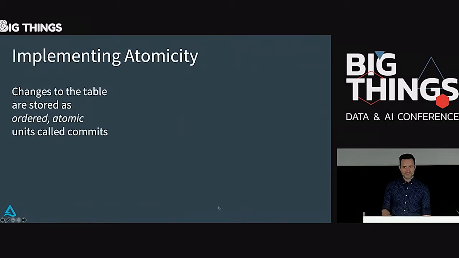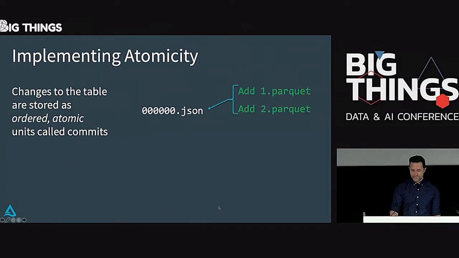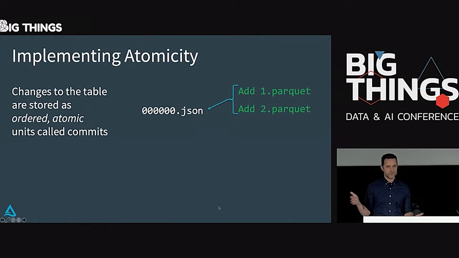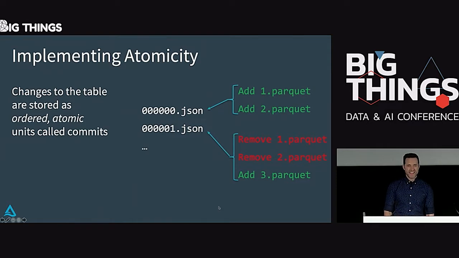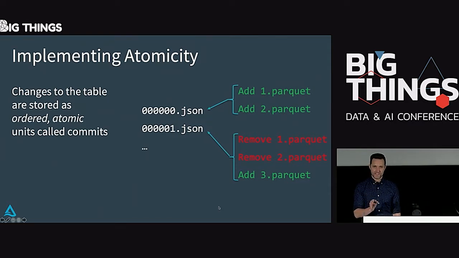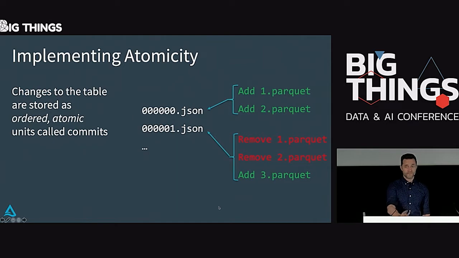Let's start at the beginning with atomicity. So we want to have this property that, let's say, for example, I add two files in, and then these are small files, so I want to compact them into one bigger file. So I'm going to add another action. And it's very important that this happens atomically. If I only do the removes and forget to do the add, I've lost data. If I only do the add and I forget to do the removes, I've duplicated data. So it's very important this is atomic.